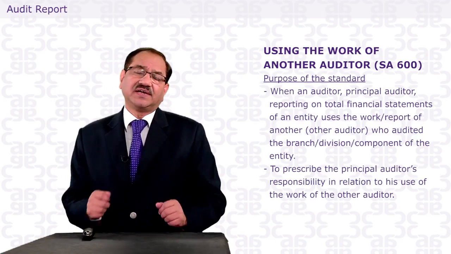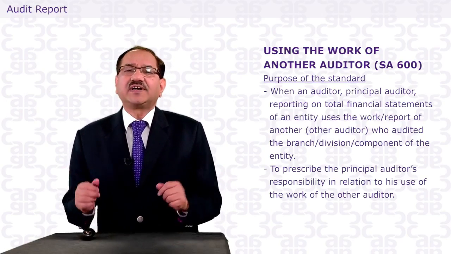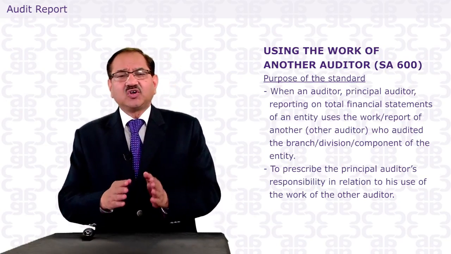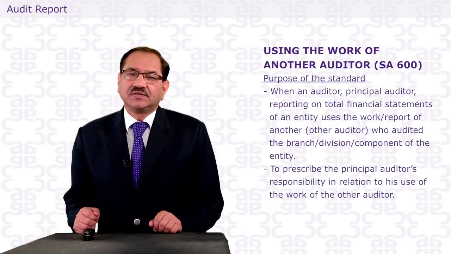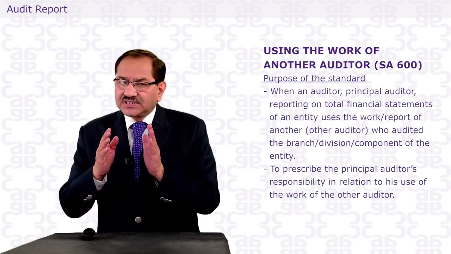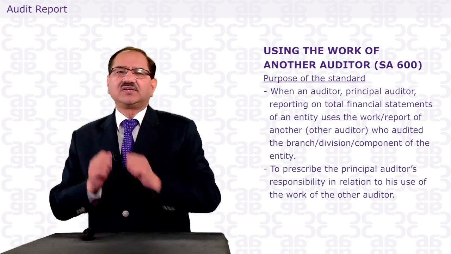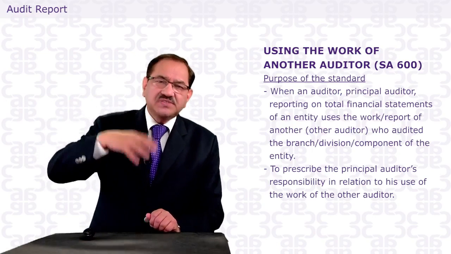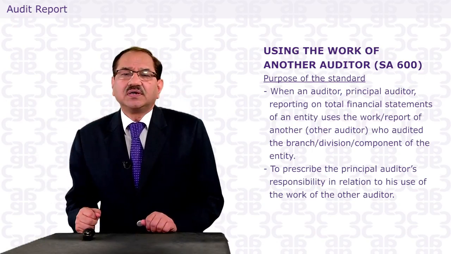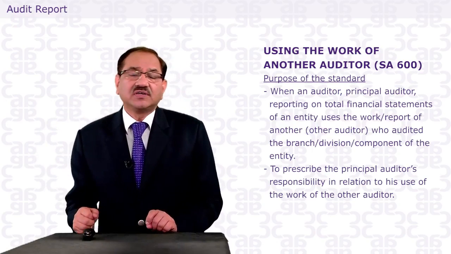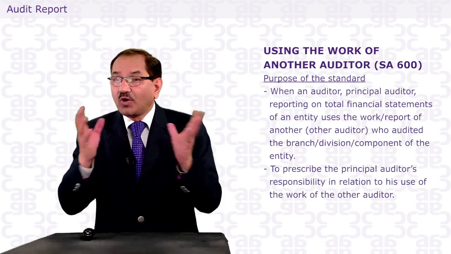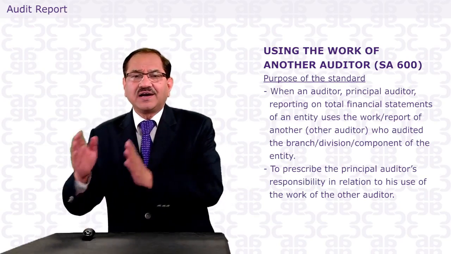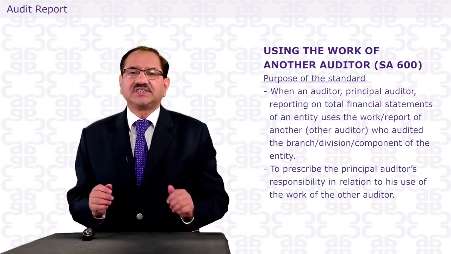Sometimes components are, because for the purpose of reporting on the financial statements, the principal auditor reports on the consolidated financial statements. Consolidated financial statements means there is one holding company, and that holding company has 3 subsidiaries, and those 3 subsidiaries are audited by other auditors. The holding company is audited by one principal auditor, and that principal auditor is also reporting on the entity which is the holding entity. And the components of that are the 3 subsidiaries.